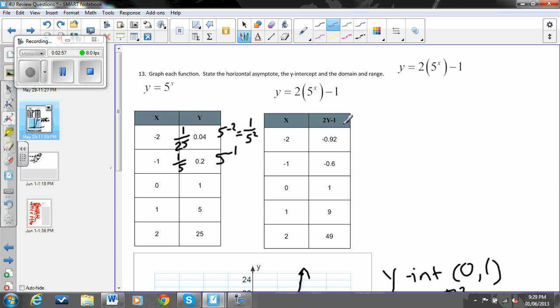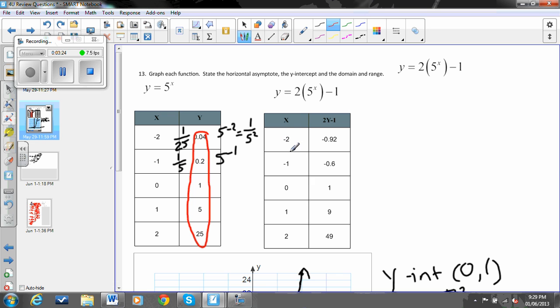So on the graph, what that means is that we're vertically stretching the graph by a factor of 2, and we're shifting the entire graph 1 unit down. So there's a vertical shift and a vertical stretch. So when we calculate the new y coordinates, we need to take all of the original y coordinates that we just calculated. We need to multiply them by 2 and subtract 1.